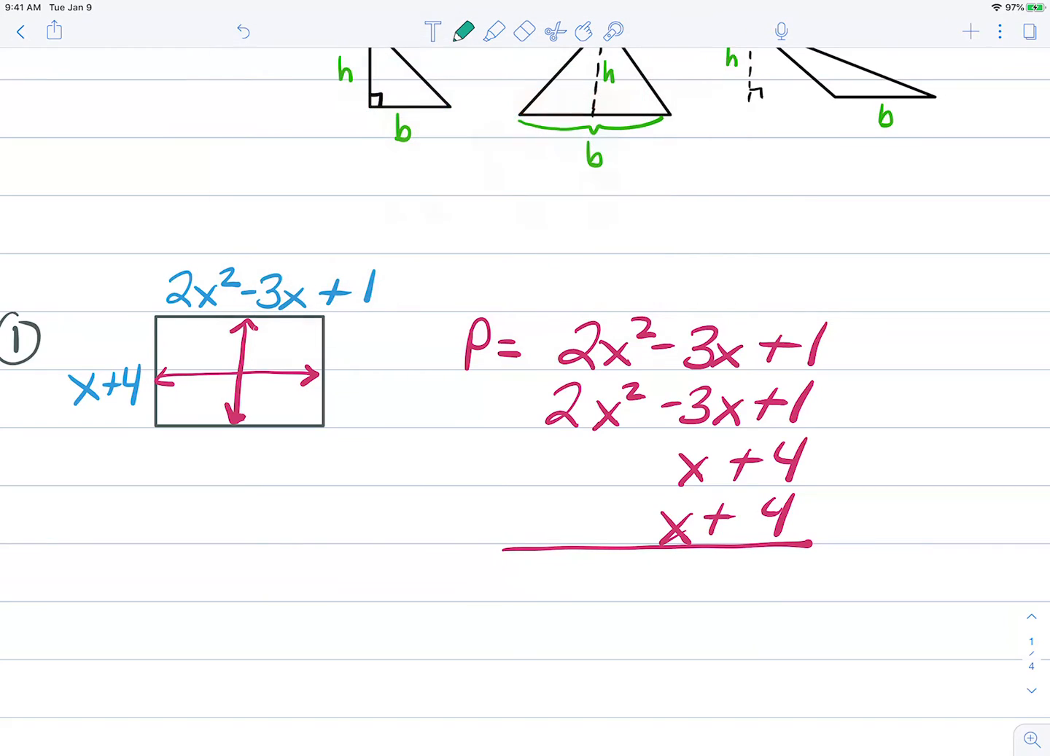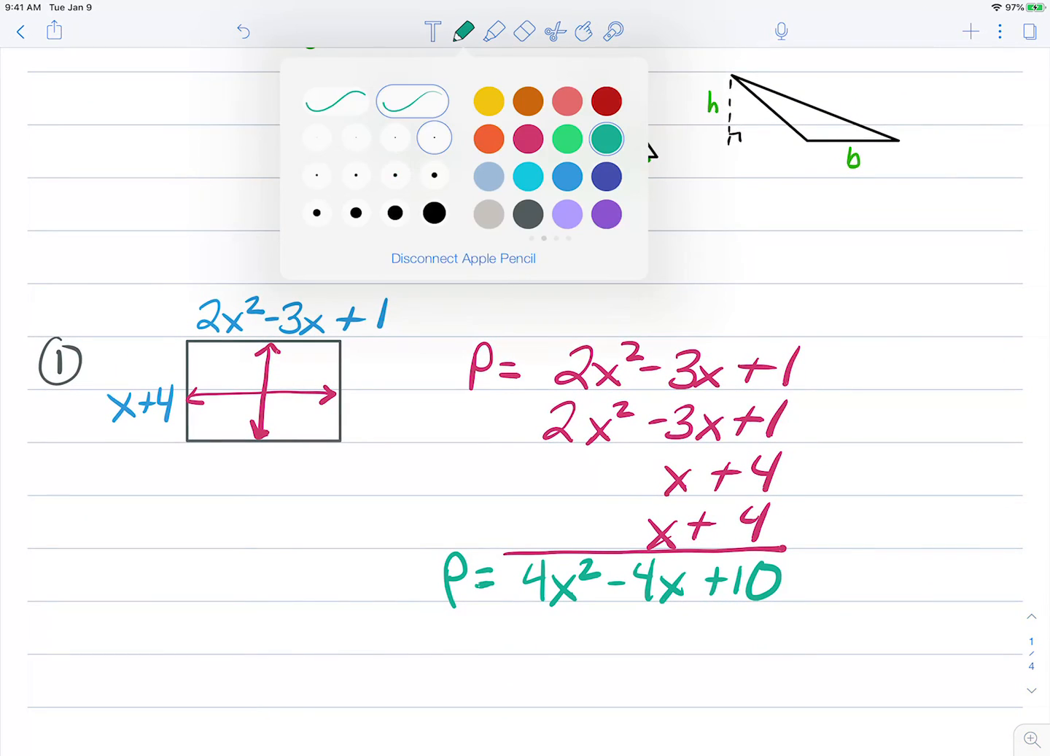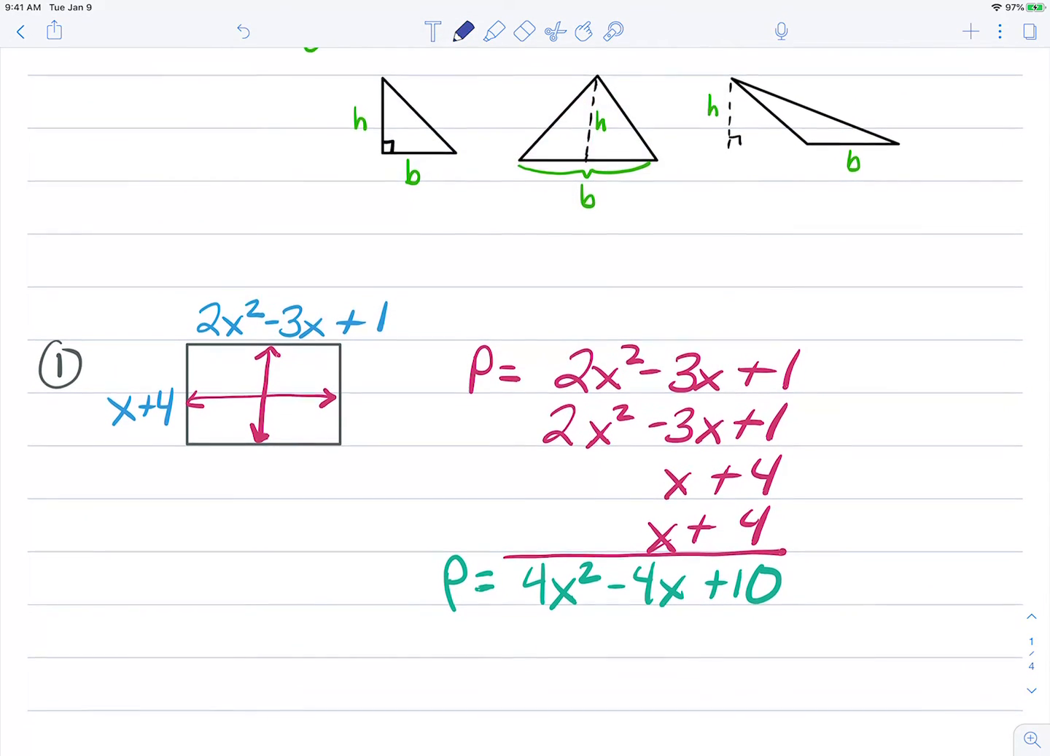So if I were to add 2x squareds plus 2x squareds, I would get 4x squareds. If I were to add negative 3x minus 3x plus x, I would get negative 6, negative 5, negative 4x's. And if I were to add 1 plus 1 plus 4 plus 4, I would get 10. So this is the perimeter of that rectangle. And of course, eventually you'd be told what x is, so you could find it as an actual number answer. Now for the area is length times width.